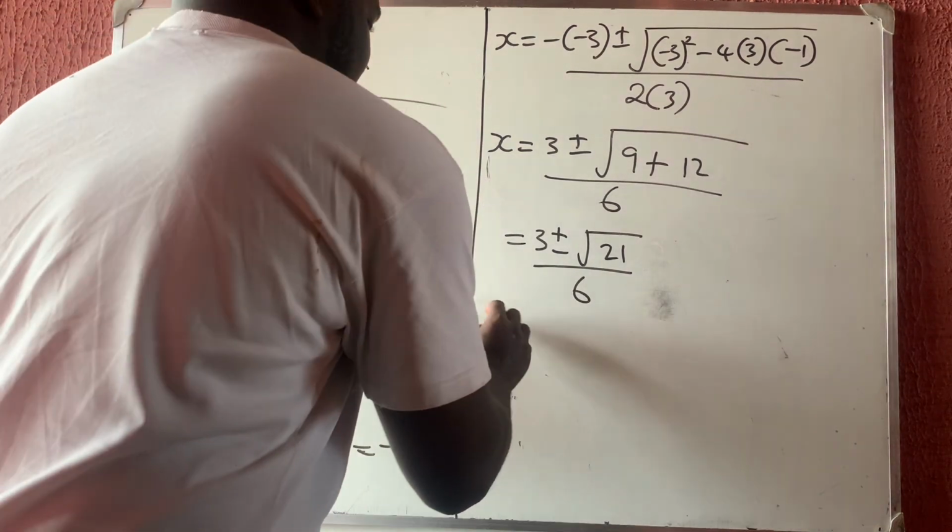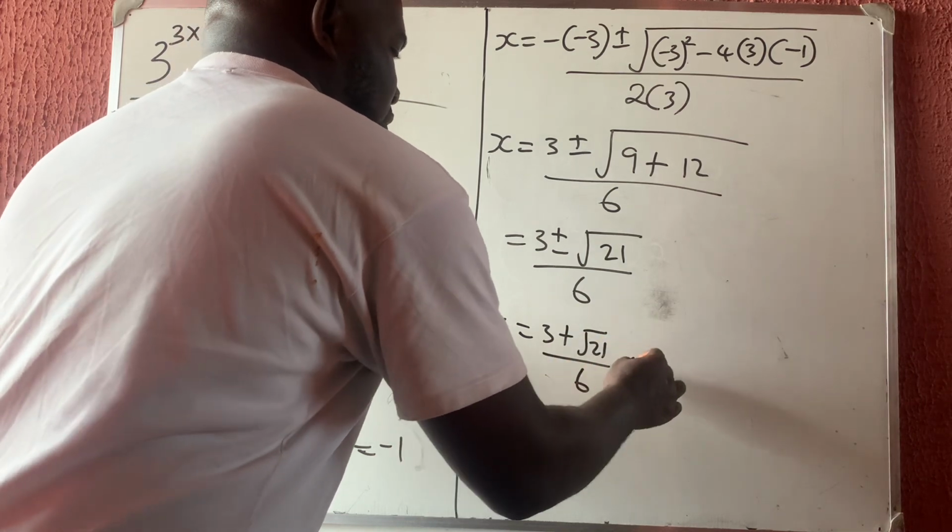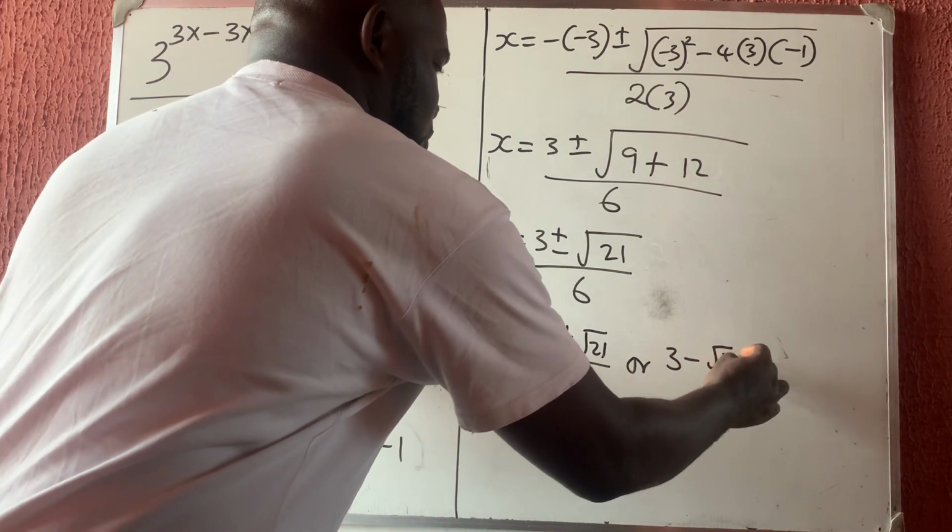Don't forget that my x is equal to 3 plus root 21 over 6, or 3 minus root 21 over 6.